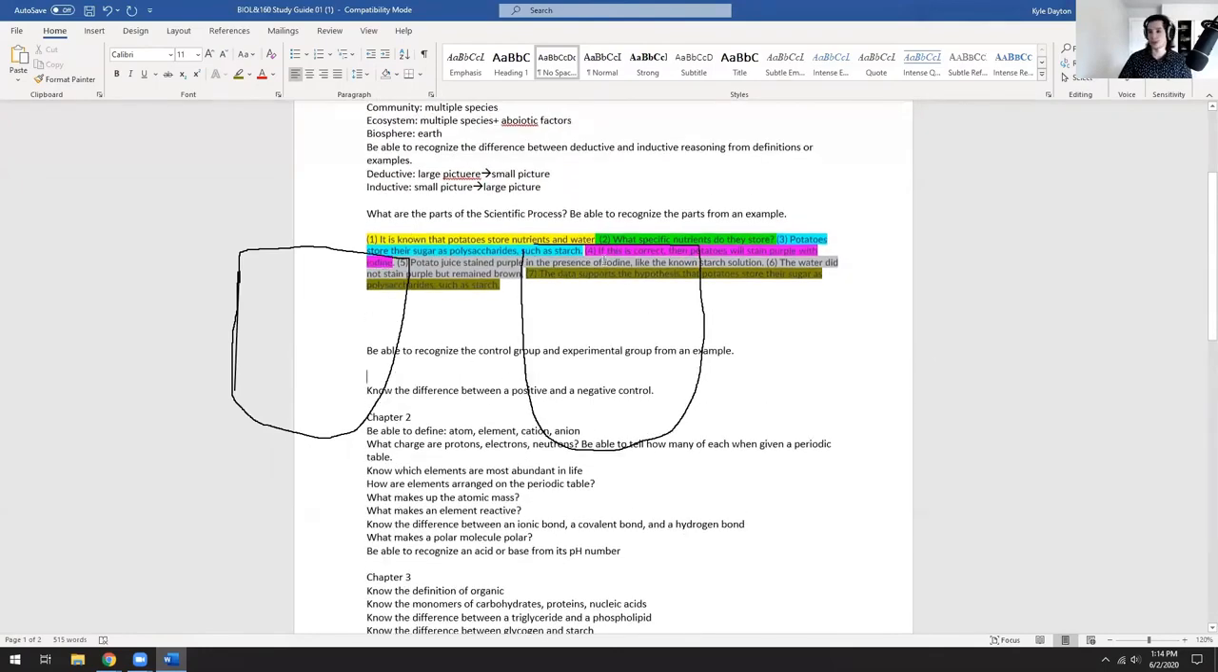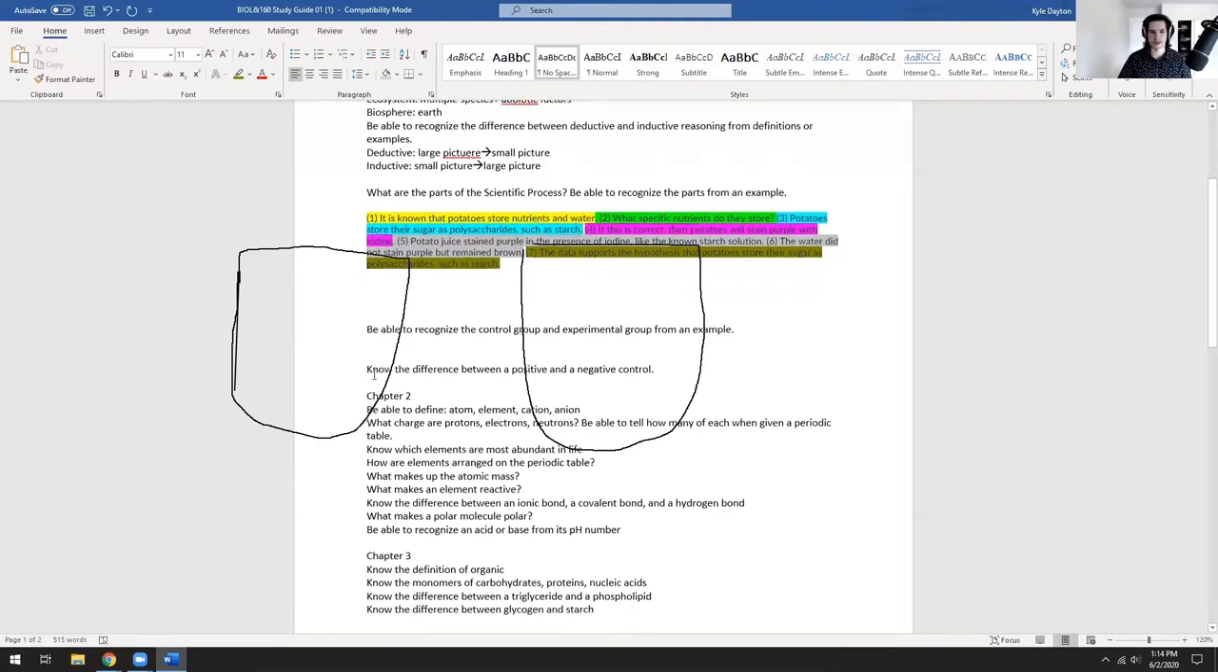Potatoes store nutrients in water. All right. What specific nutrients do they store? We think potatoes store their sugar as polysaccharides such as starch. Okay. So this is our hypothesis.